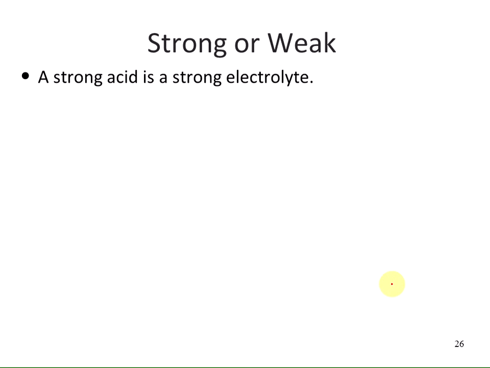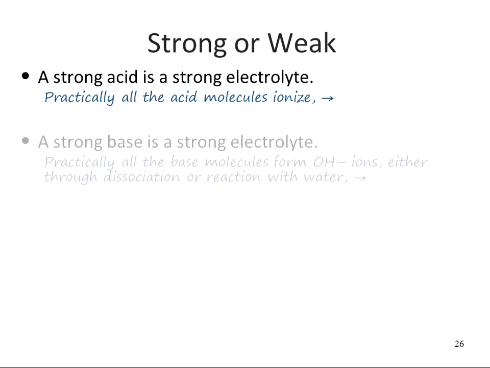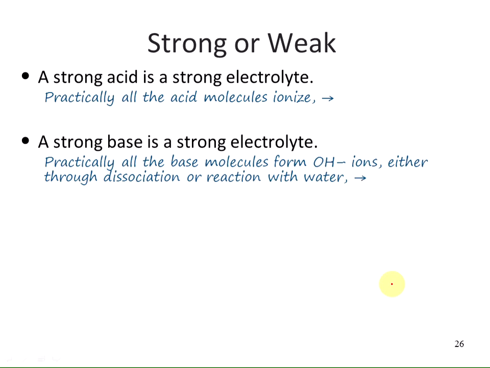Now let's discuss what it means to be either a strong or weak acid or a strong or weak base. A strong acid is a strong electrolyte. And if you'll remember from your Chem 1A course, a strong electrolyte is a molecule that completely dissociates in water. So practically all the acid molecules ionize. So it's a one-way reaction, so we show just one arrow going in one direction. A strong base is a strong electrolyte. So practically all the base molecules form OH- ions either through dissociation or reaction with water. And again, this is a one-way reaction, so we only show the one arrow.